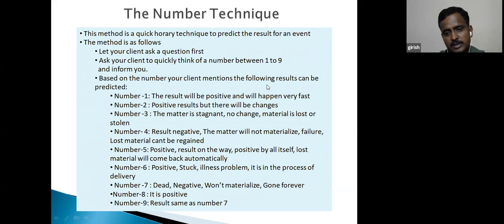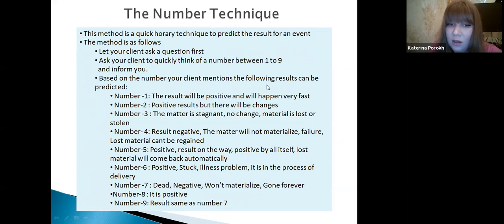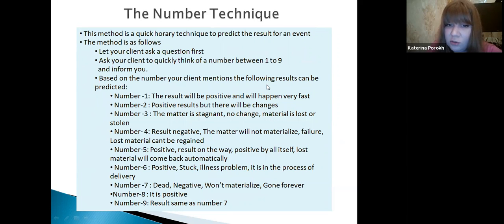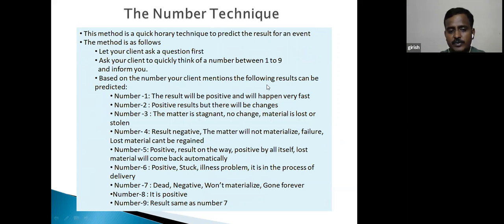Okay, so similarly 6 is also a positive result, but you can expect some delays. Если у нас цифра 6, то результат позитивный, но могут быть какие-то отложки. And if it is regarding some health question, then you can say that there may be some sickness or illness. Могут быть задержки. Если же у нас вопрос касается здоровья, то это может принести болезнь. Okay, and if it is a 7, then it's a negative result. Okay, so you can't expect a good thing out of this.